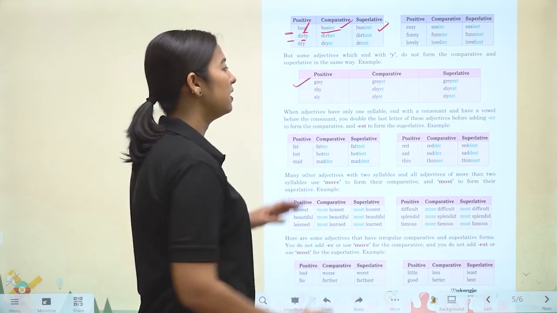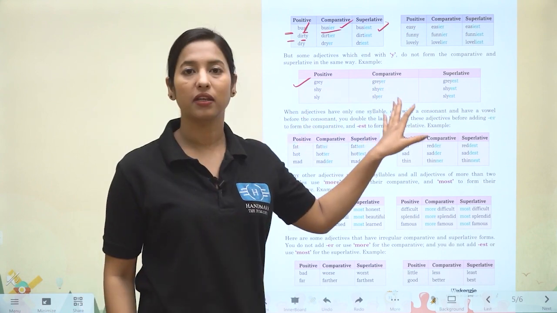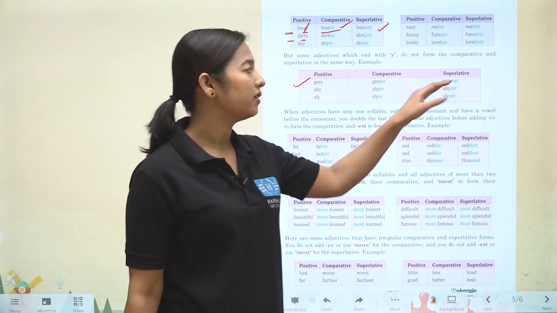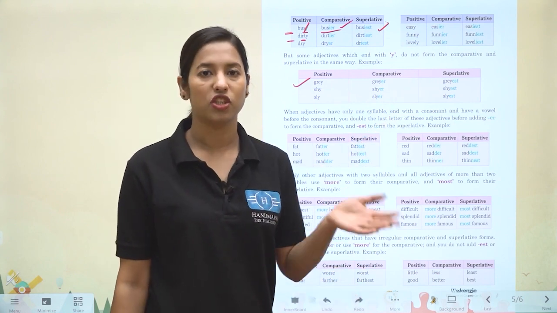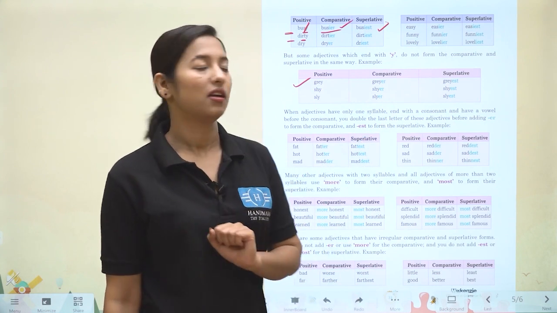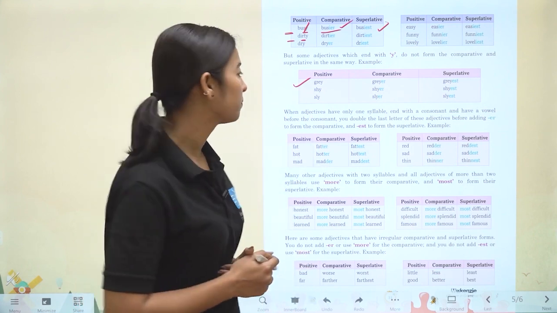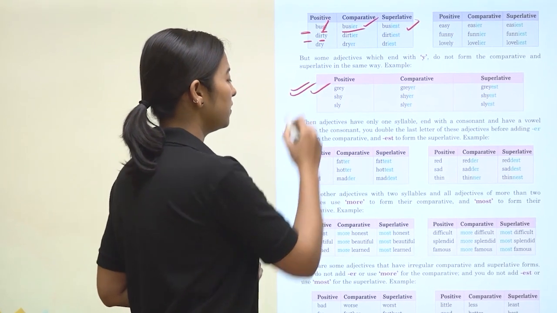So the positive degree is grey, but the comparative degree is greyer, which is G-R-E-Y-E-R, and the superlative degree is greyest, which is G-R-E-Y-E-S-T. So it has the same rule as we studied in the previous rules. So this is the exception of this rule.